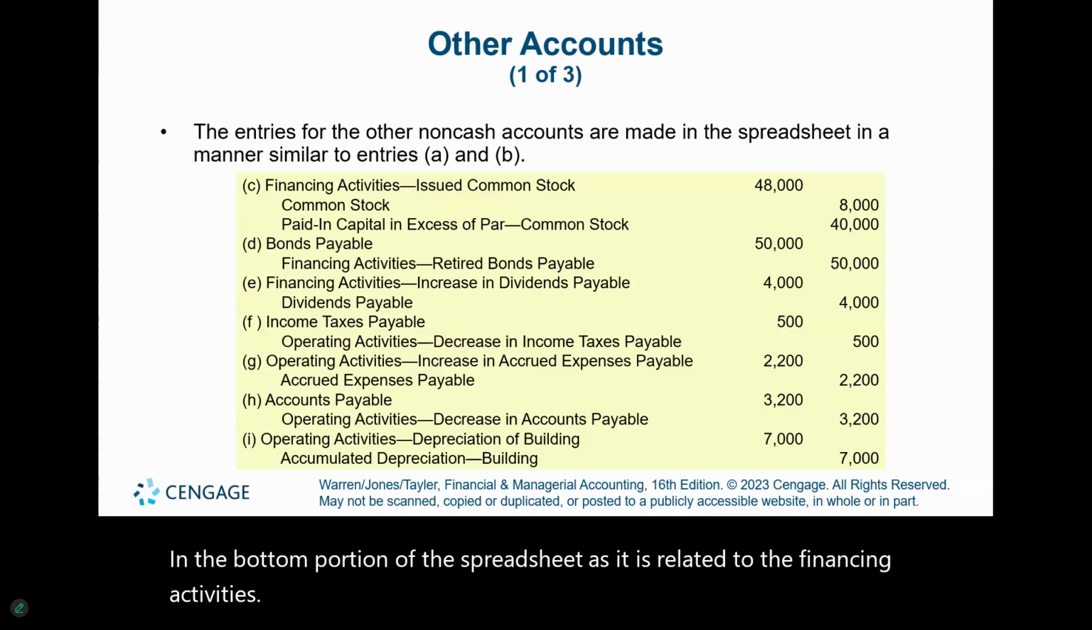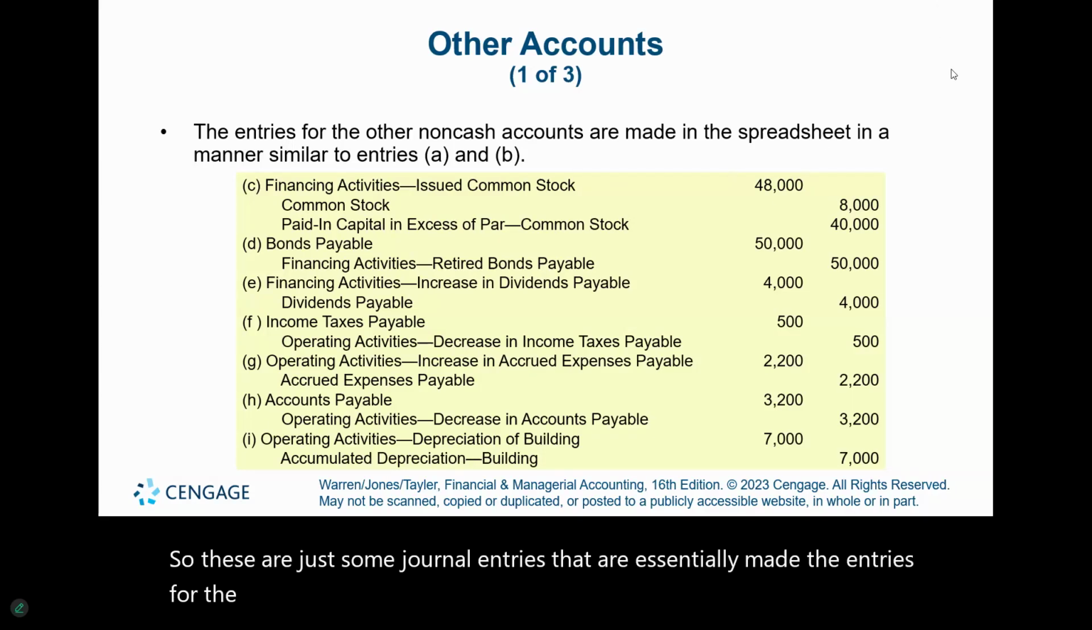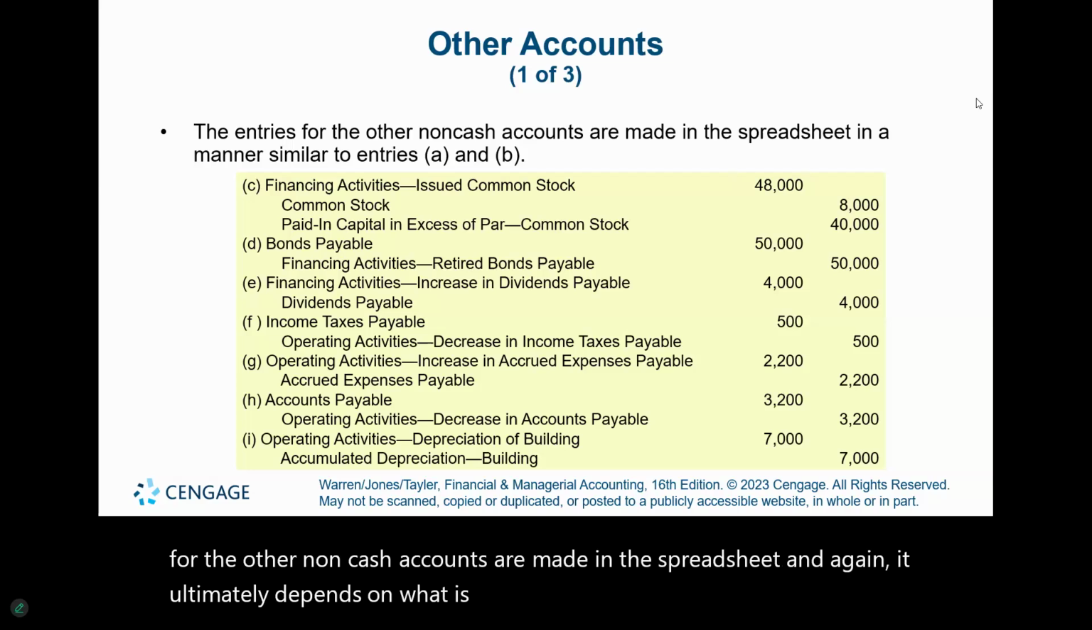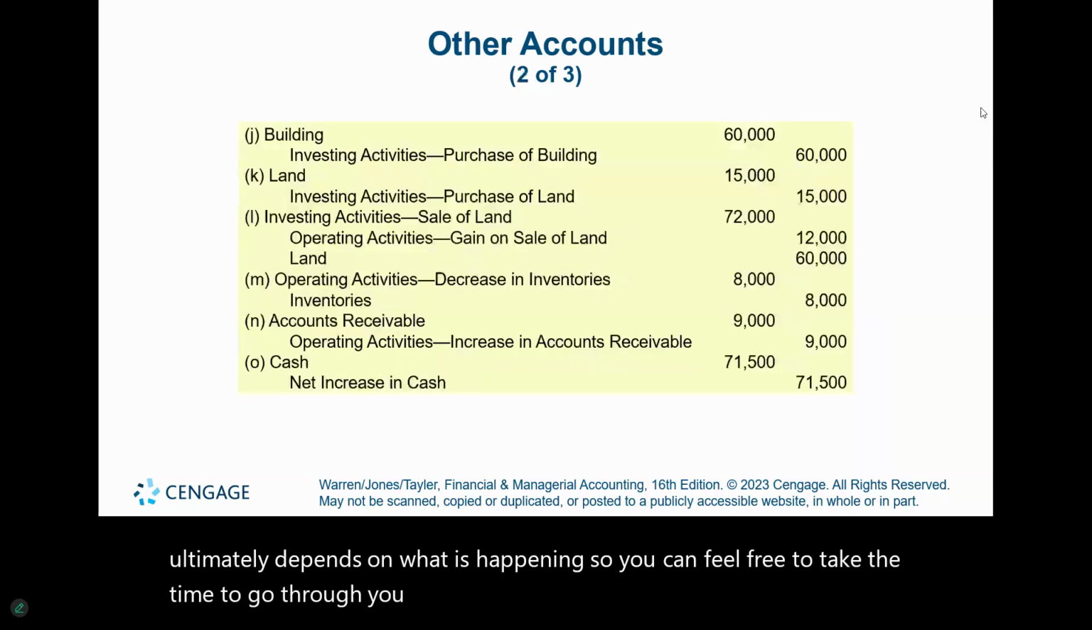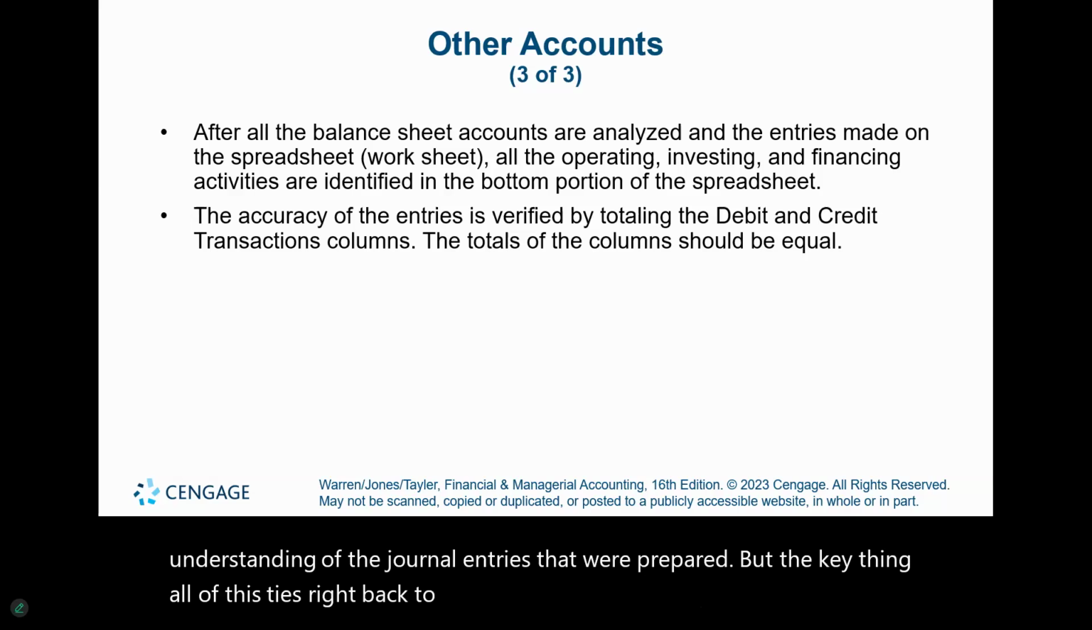So these are just some journal entries that are essentially made. The entries for the other non-cash accounts are made in the spreadsheet. And again, it ultimately depends on what is happening. So you can feel free to take the time to go through the spreadsheet and get a better understanding of the journal entries that were prepared. But the key thing is, all of this ties right back to the fundamentals of accounting.